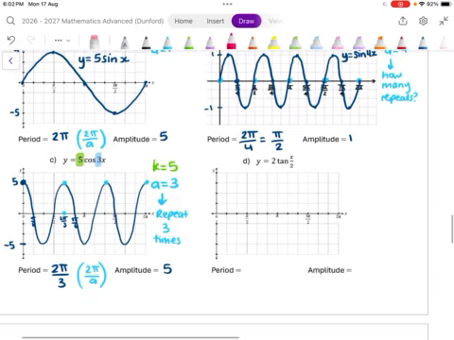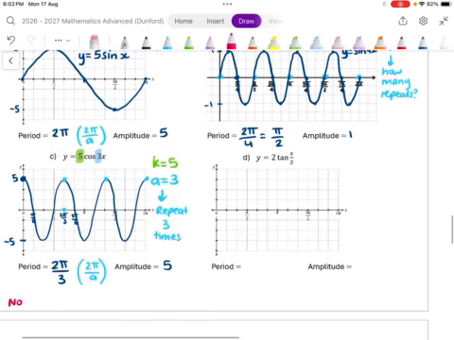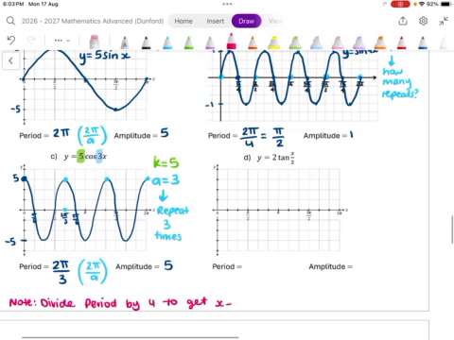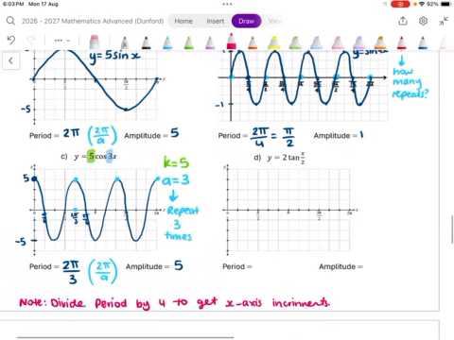So let's just write a little note. So note, divide period by 4 to get x-axis increments. I don't think I spelled that right, but you get my gist.